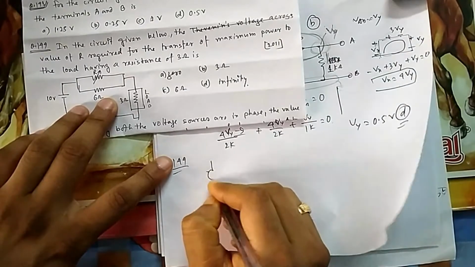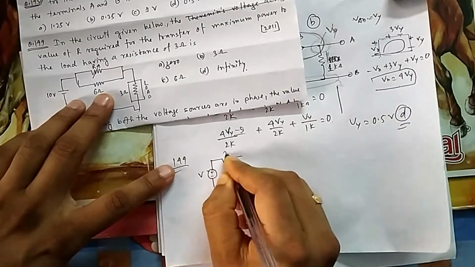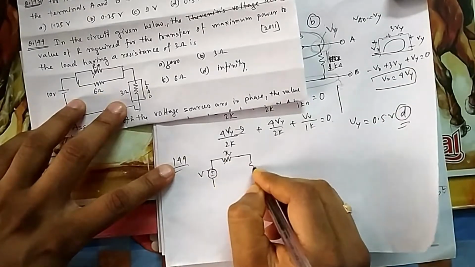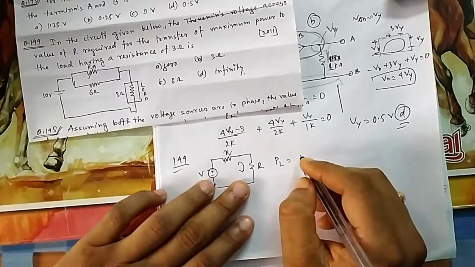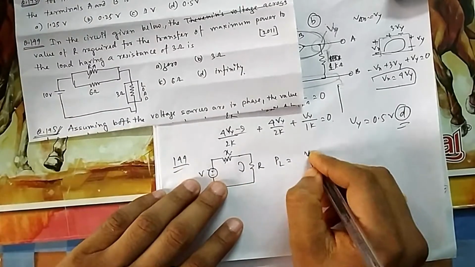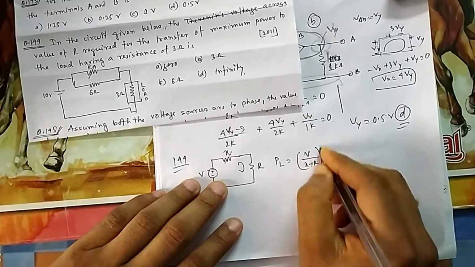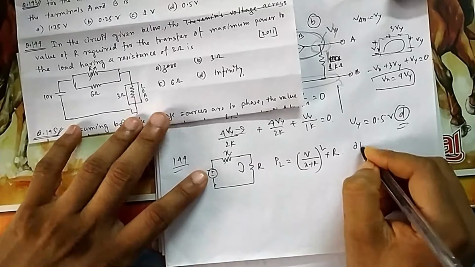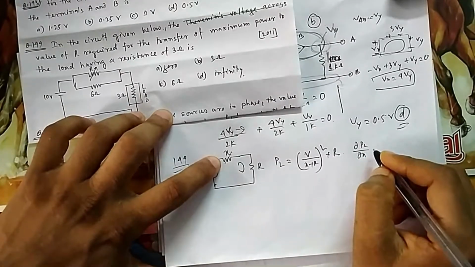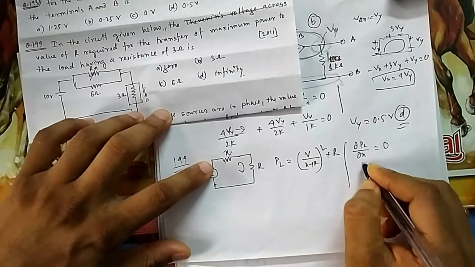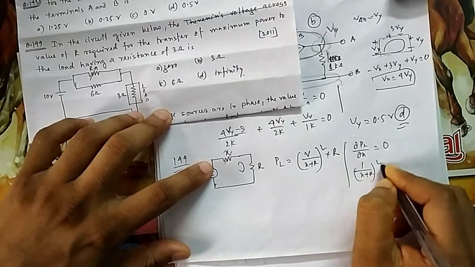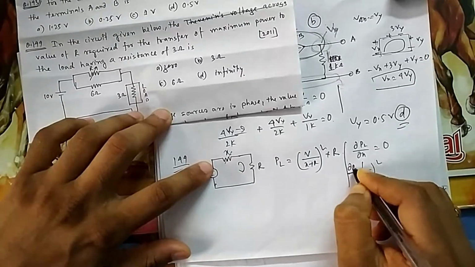Suppose I have a voltage source, this one. These two are parallel, so I will write it as: suppose this X is variable and this R is fixed. What is the power here? Power will be equal to I square R, where I is equal to V by (X plus R). So P equals V by (X plus R) whole square, into R. Now I will differentiate it with respect to X, because the variable is X. If I differentiate with respect to X and make it 0, V square and R are constant, so they are gone. I take the differentiation d/dX of 1 by (X plus R) whole square.